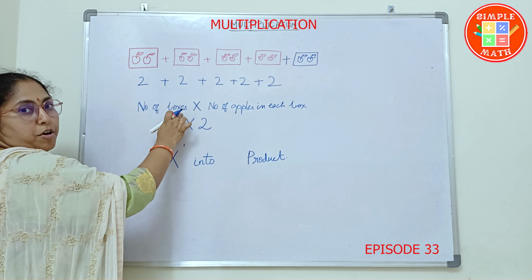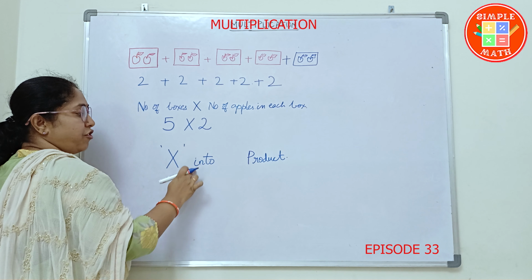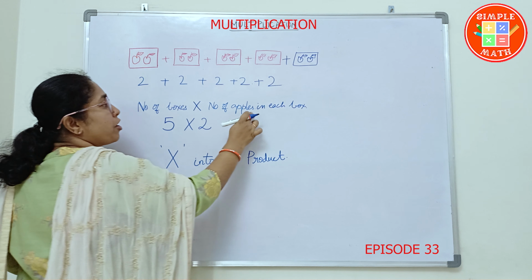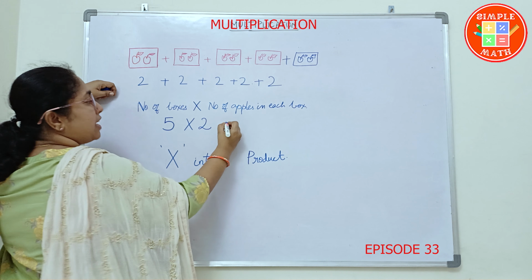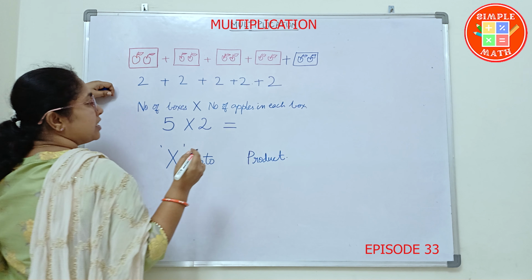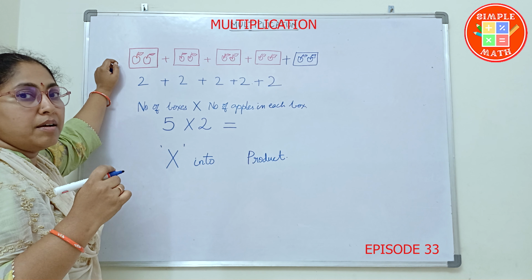First we will write the number of boxes, then we will write into, the sign of multiplication, and the number of apples in each box. Only one box you will write. That is equal to the answer, we have to count all the apples in the boxes.